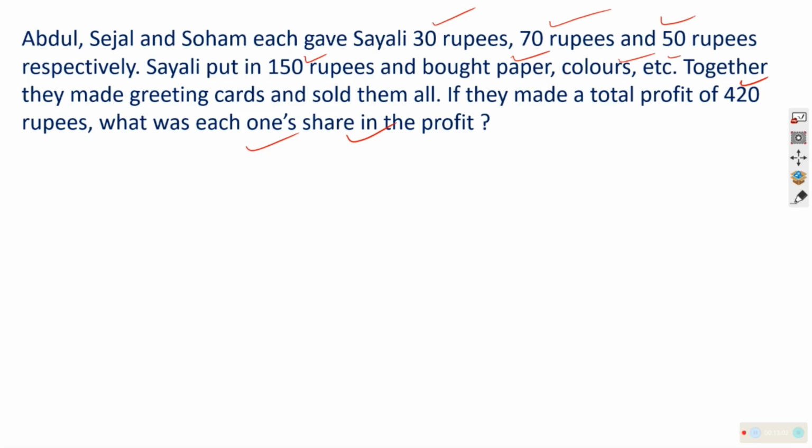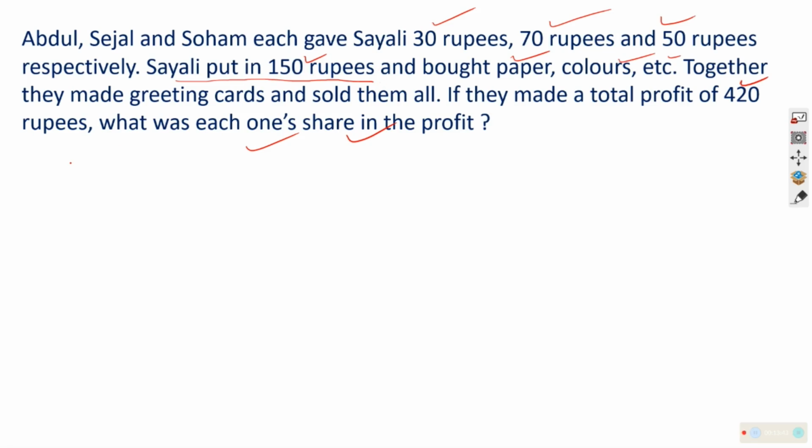Understood? So 3 are there. Who are they? Abdul, Sejal and Soham. They gave Sayali 30 rupees, 70 rupees and 50 rupees. So altogether 70 plus 30 plus 50, 150 rupees. Then what happened? They bought some paper, color, etc. And they made a profit of 420 rupees by selling it. Understood? But here Sayali put in 150 rupees.